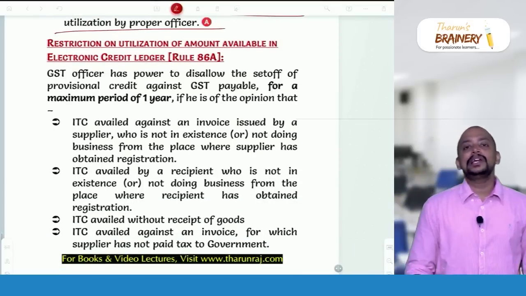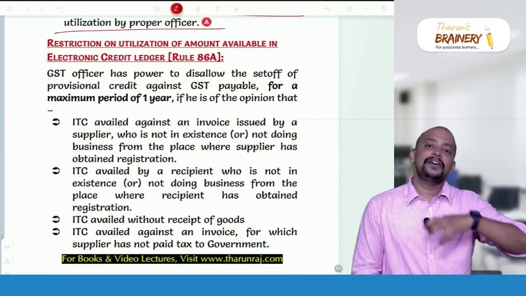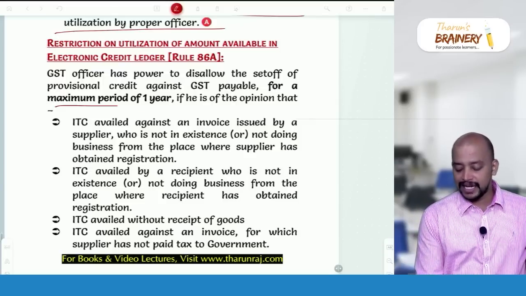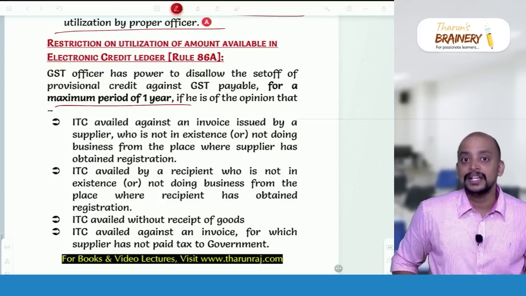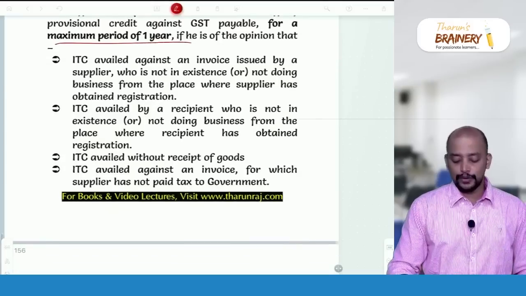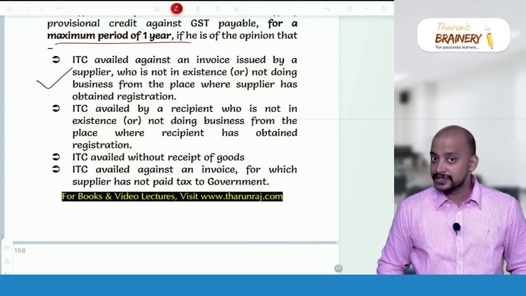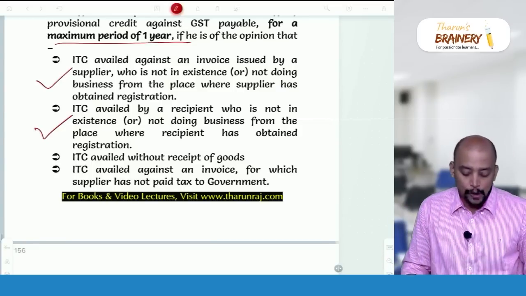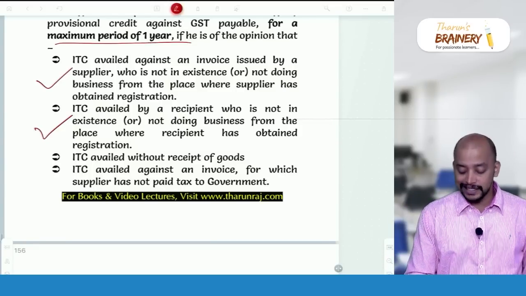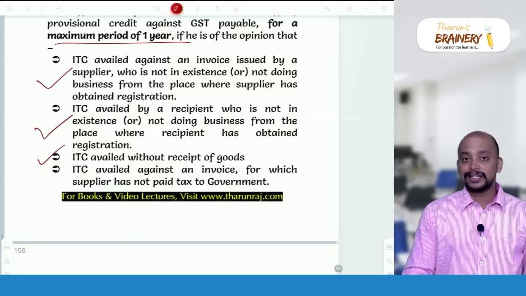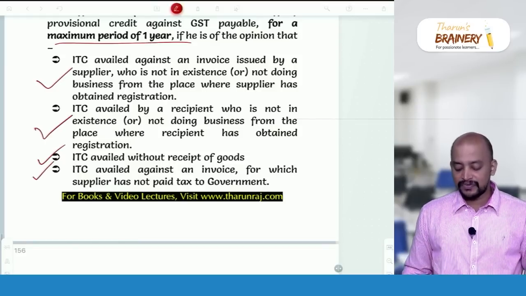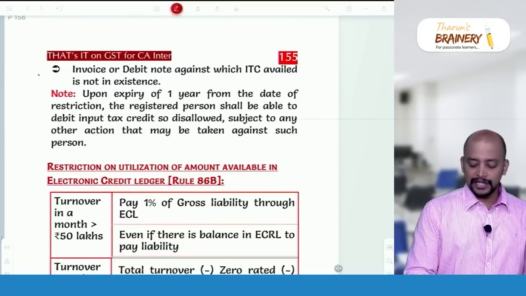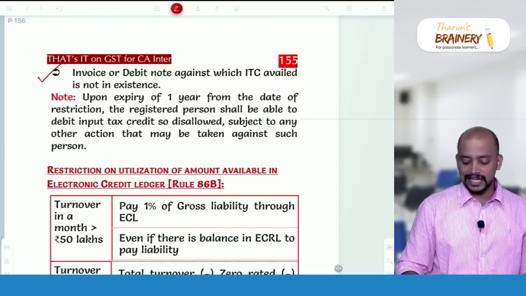Accordingly, as per rule 86A, whatever ITC that we have taken into the credit ledger can be suspended for a maximum period of 1 year by the proper officer if the supplier is not in existence or not doing business from the place where they have obtained registration, or the recipient is not in existence or not doing business from the place where they have obtained registration, or they have availed ITC without actual receipt of goods, or they have availed ITC against an invoice for which supplier has not paid tax to the government, or invoice or debit note is not in existence. So these are the 5 cases.